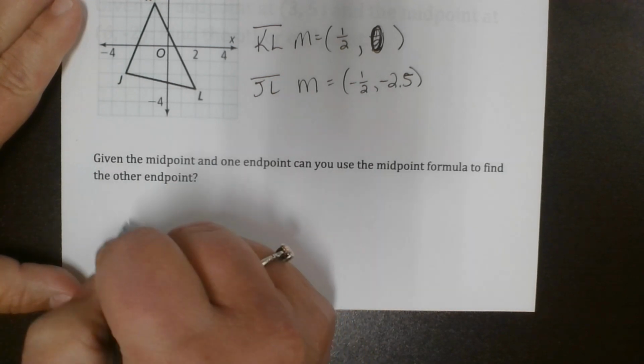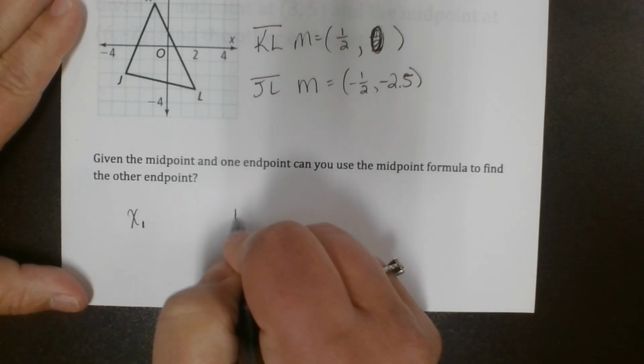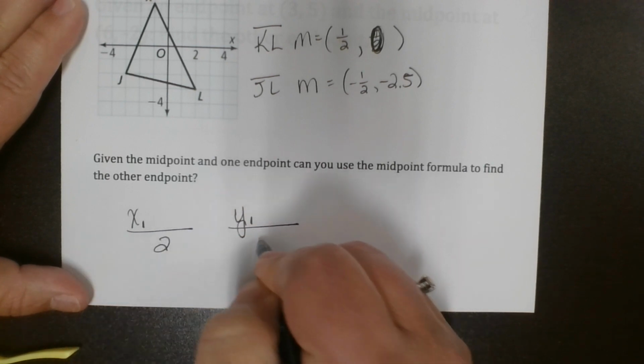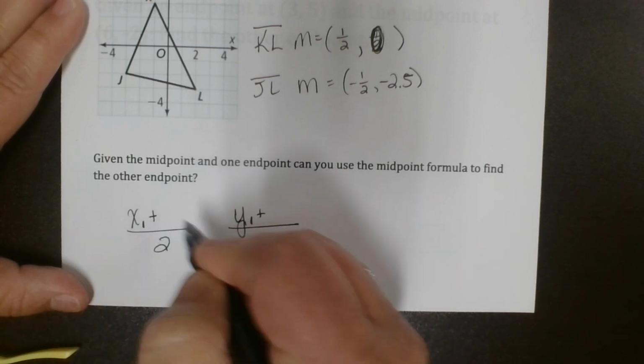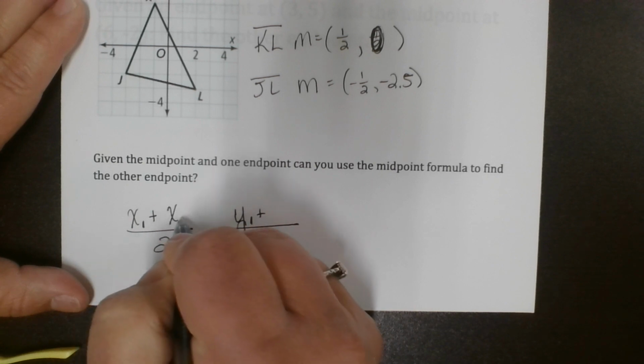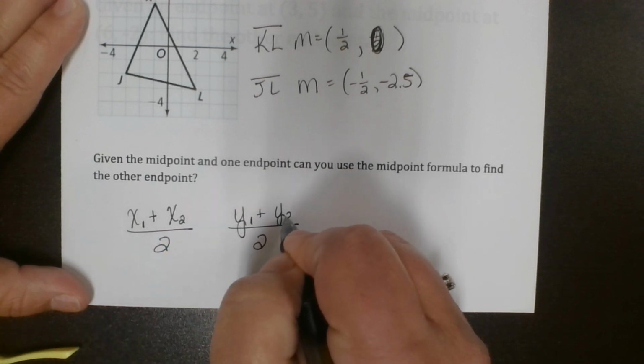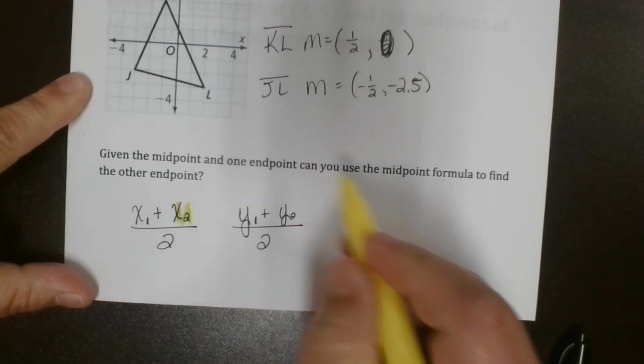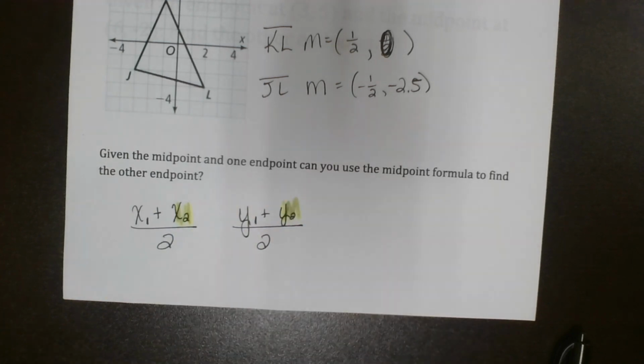So if I know one endpoint, then I know this much of that formula, right? I know all of that is in there. I'm going to add these other points to it. But I can find this point, the X and Y of the second point, if I can find that second point from the midpoint.